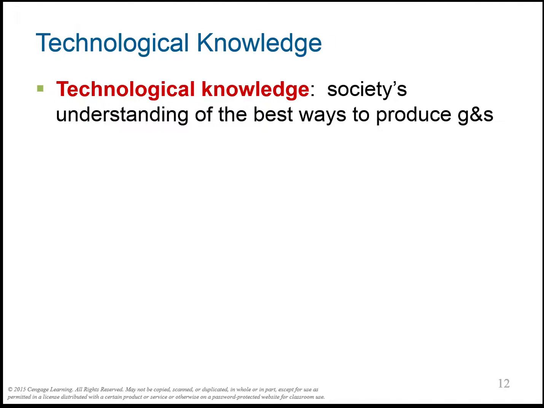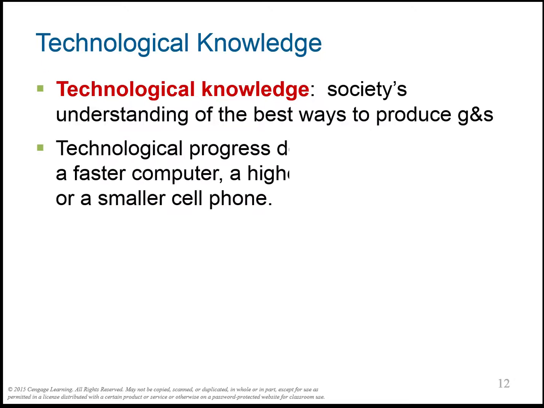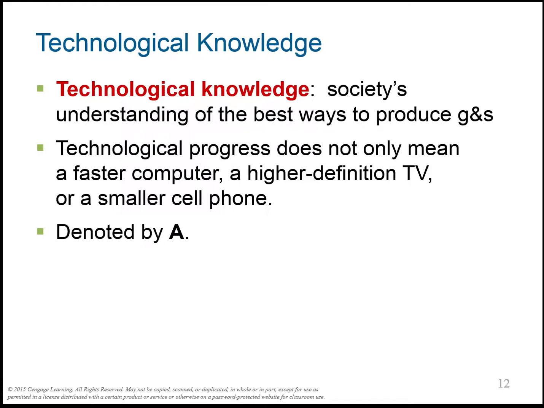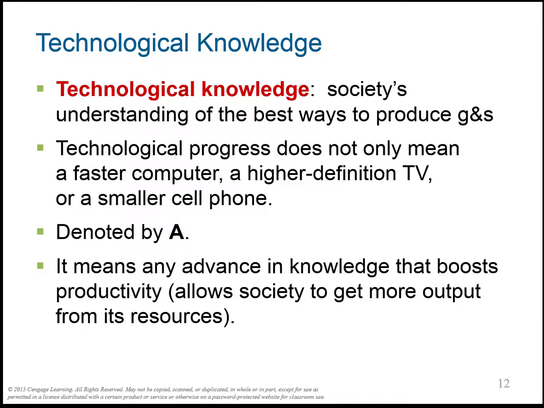And then finally, there's this other thing, technological knowledge, and it's society's understanding of the way to produce goods and services. So this makes a difference in how much production each individual makes. The first thing to note is that technological progress doesn't have to have anything to do with technology as we think of it. It doesn't have to have anything to do with computers or stuff like that. Basically, we write it with an A, and it means any advance in knowledge that boosts productivity.